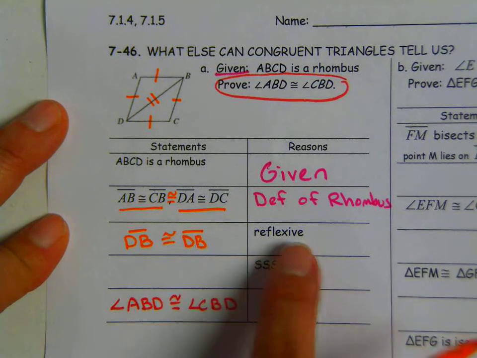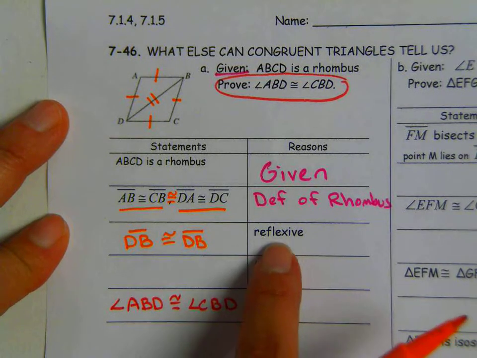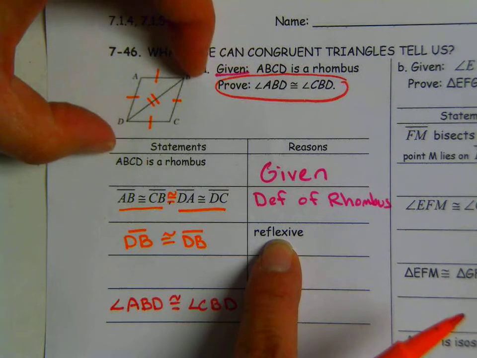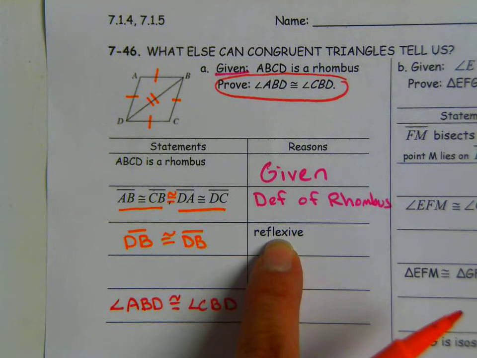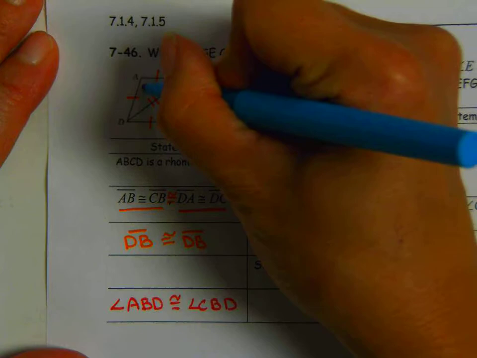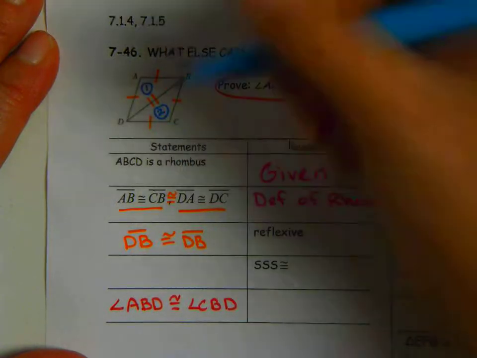If I wasn't sure, your teacher might give you some of the answers filled in there. So this is the reflexive property. Basically it's saying they share a side, so the sides must be the same length. Now I can say the two triangles are congruent. That triangle and that triangle are congruent.